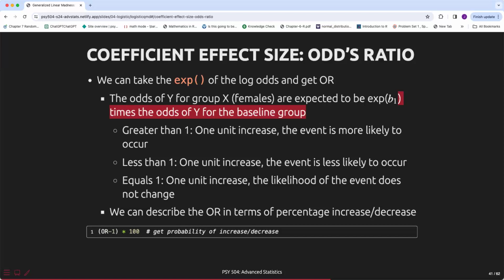Yeah, 50%. So yeah, it doesn't change. The likelihood doesn't change. So what's often done is we usually transform these odds ratios and talk about them in terms of percentage increase and decrease, again, to just make it a little bit more intuitive. And we can easily do that by just taking the odds ratio and subtracting 1 from it, and then multiplying it by 100. And that'll give us a percentage increase or decrease in the odds.